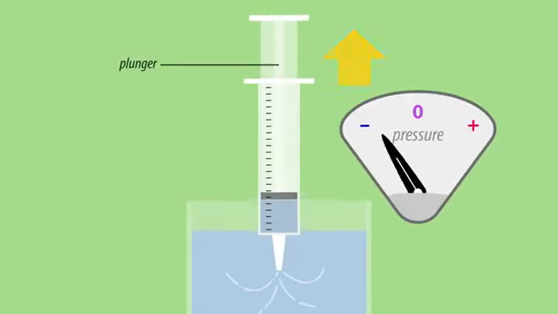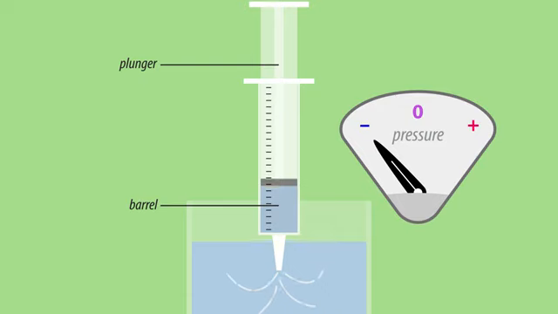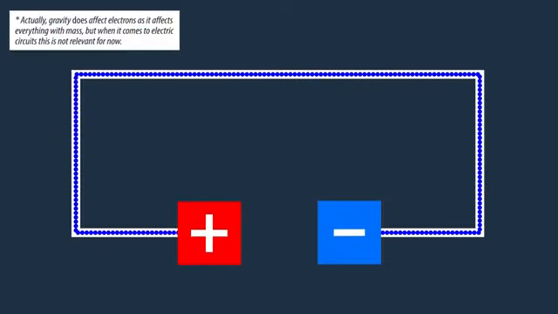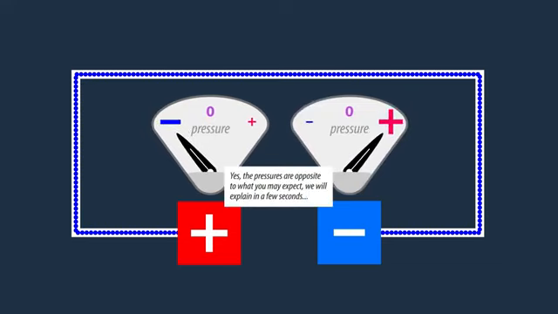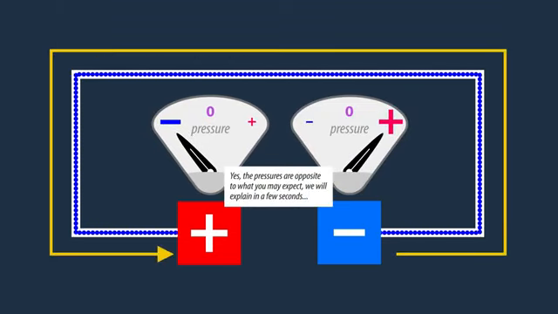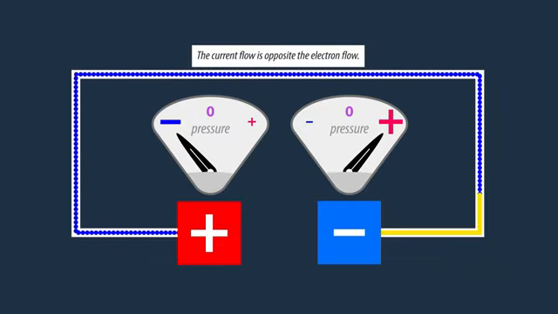Another example to equate voltage to is that of a syringe. As you pull the plunger back, the negative pressure it creates in the barrel sucks up whatever liquid is in the bottle, water in this case. With electricity, gravity has little effect, but negative and positive pressures on an electric circuit will cause electrons to flow through it from one end to the other, creating an electric current.